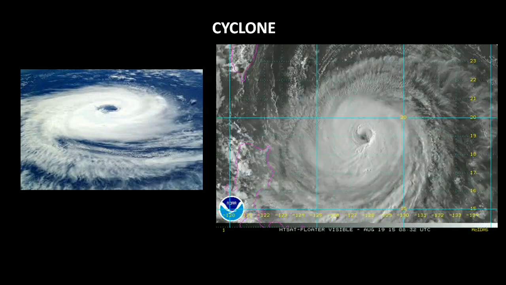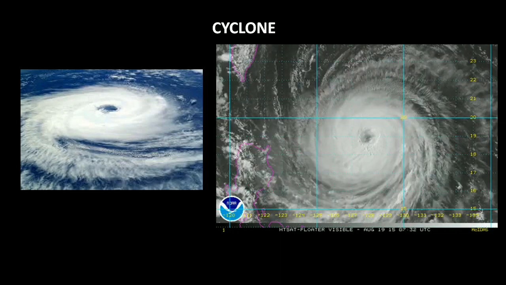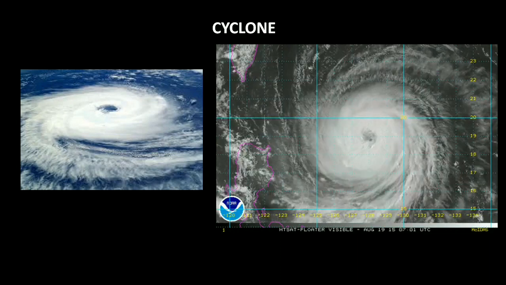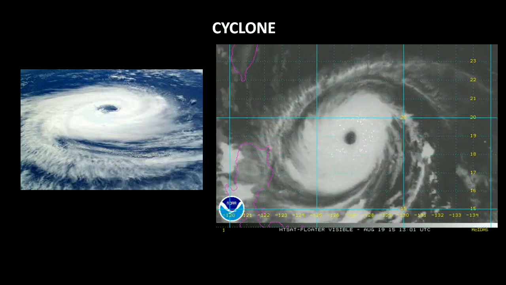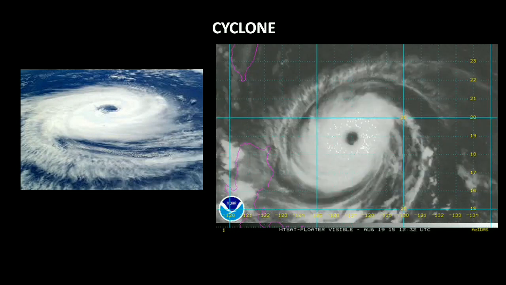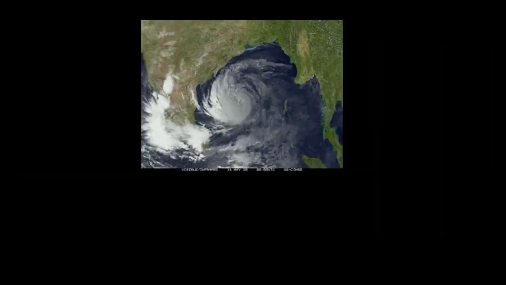These cyclones mostly hit the Indian regions of the Bay of Bengal. This area is very prone to cyclones. Regions like West Bengal, Odisha, Andhra Pradesh, Tamil Nadu, and the coastal regions of Gujarat and Maharashtra are those areas which are always on the verge of getting hit by a cyclone.